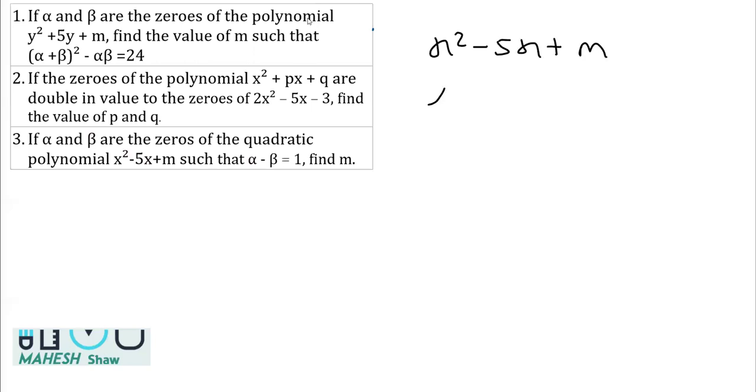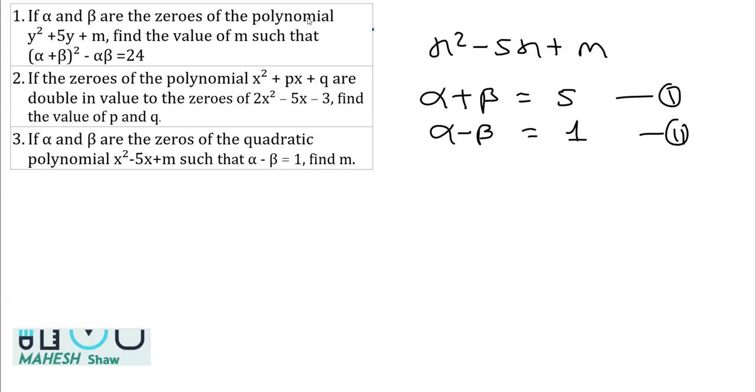Now what we know is that the sum of the zeros of this polynomial, that is alpha plus beta, is equal to minus b by 1, right? So it's minus of minus 5, which is 5 by 1, is 5 only. So this is equation 1. Further, we know the value of alpha minus beta. So alpha minus beta is given as 1. So this is equation 2.